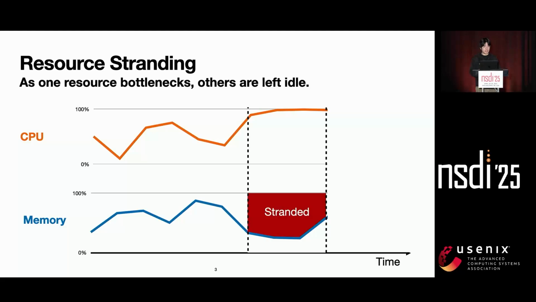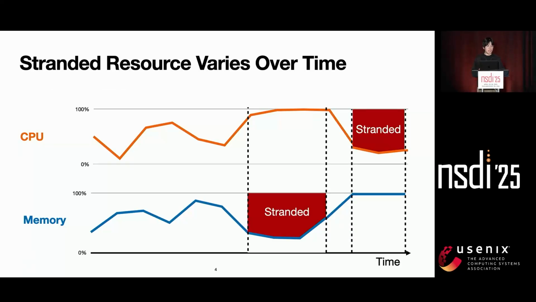Data center applications today use varying amounts of resources over time. On any given server, as one resource becomes the bottleneck, others are left idle and cannot be utilized, leaving resources stranded. Over time, different resources can become the bottleneck, causing different stranded resources on a server. In this work, we focused on solving stranded CPU and memory, but stranding is a general issue for many data center resources, such as device IOPS and GPUs.